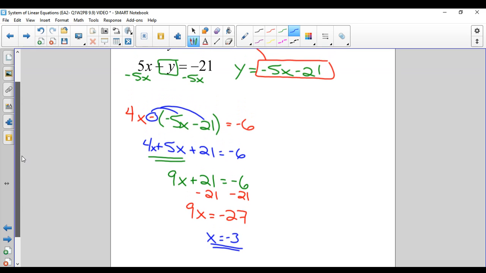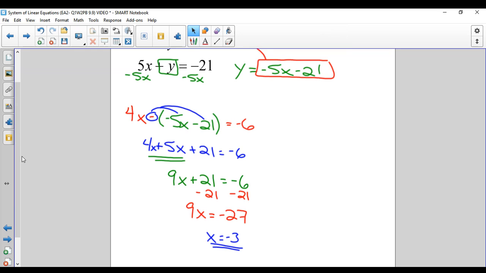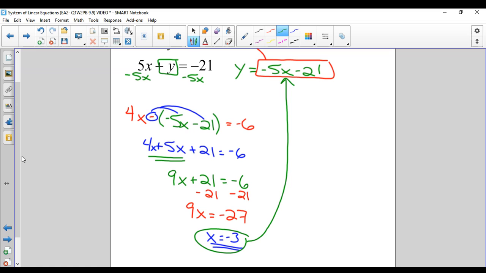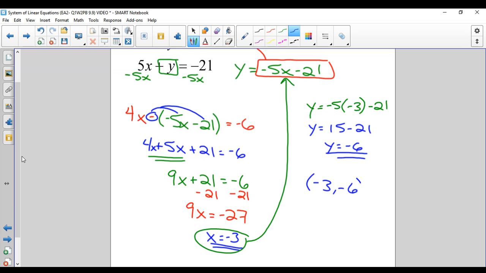We have half our solution. I'm going to take that solution and plug it into the one I got by itself. That's where y is solo. Lots of negatives here, so be careful. Negative times a negative, we get a positive 15 minus 21, y equals negative 6. Our ordered pair is negative 3, negative 6, and there's our solution.